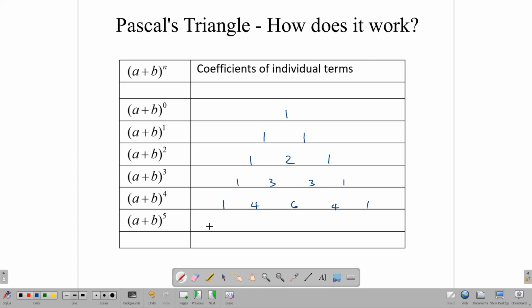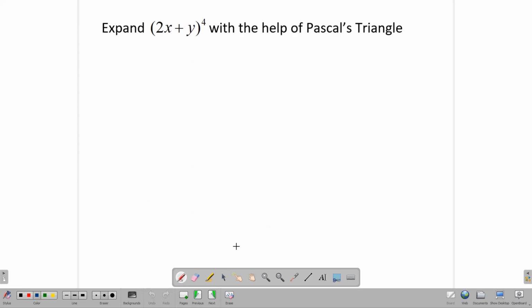And for the fifth power, we start with our 1, we add 4 plus 1, 5, 6 plus 4, 10, 6 plus 4, 10, and 4 plus 1, 5, and we end with 1. And remember what these are. These are the coefficients of the terms in our expansion of a plus b to the n, the coefficients of our terms. Now, let's look at how we can use that to expand something like this.